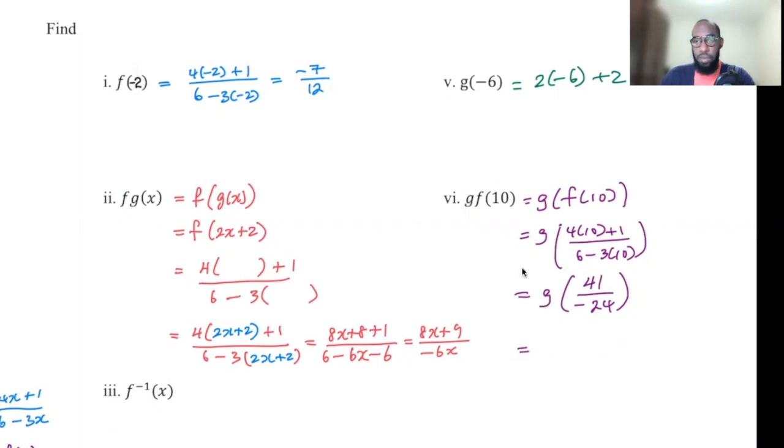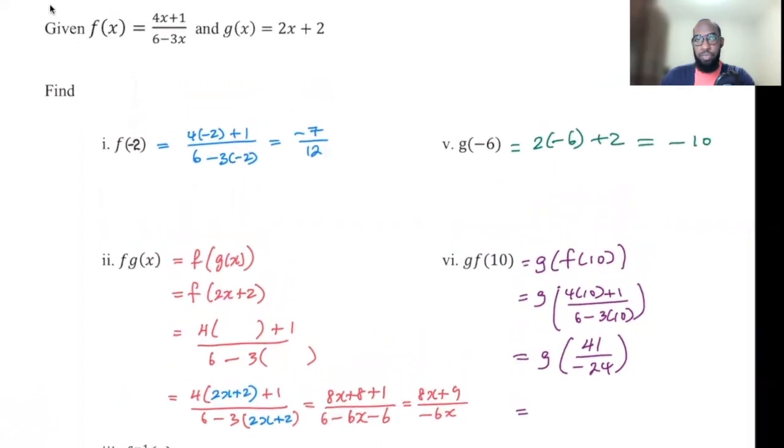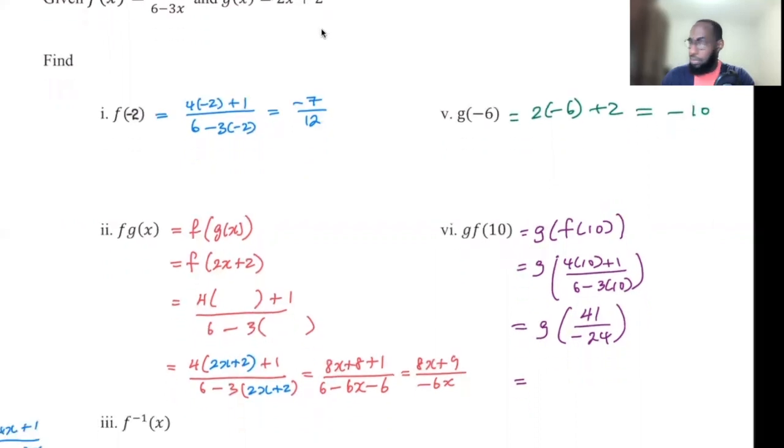Continuing. Now you focus on the g function now, and wherever you see x, you put an empty bracket. All right, just like what we did here. Patterning this, what's going on across here. Wherever you see x, you put an empty bracket. So we have 2x plus 2. So I'm going to put 2 empty bracket plus 2.